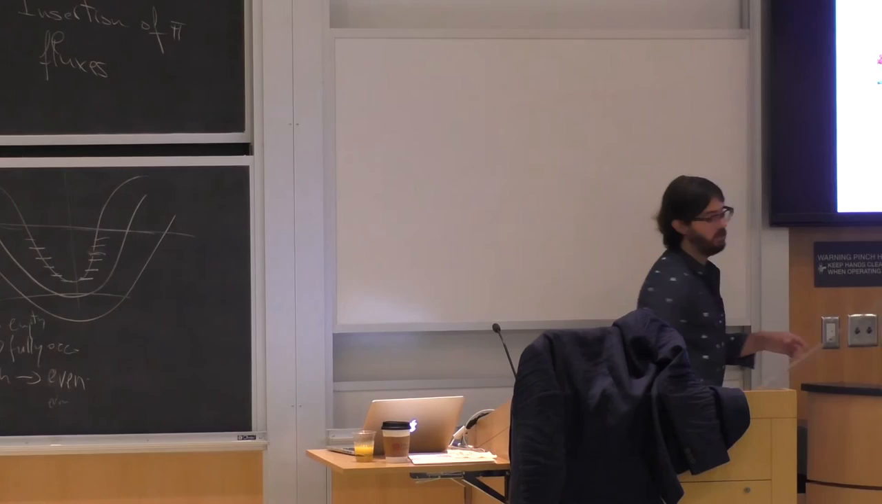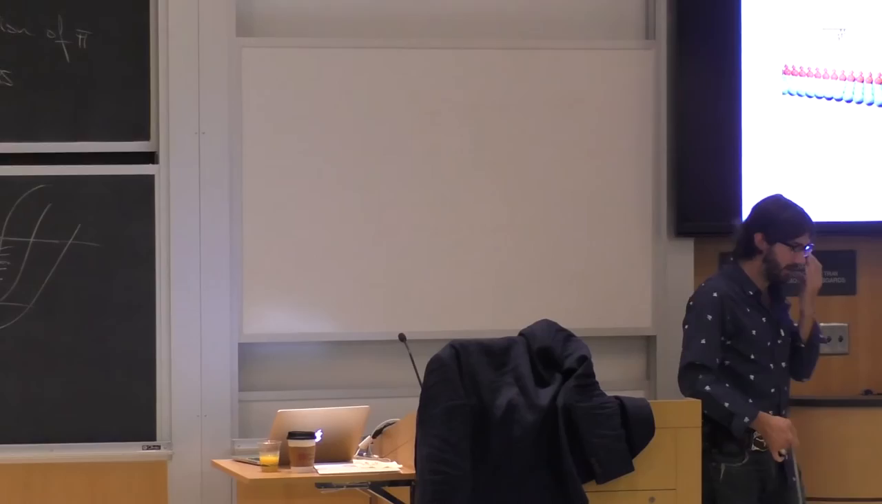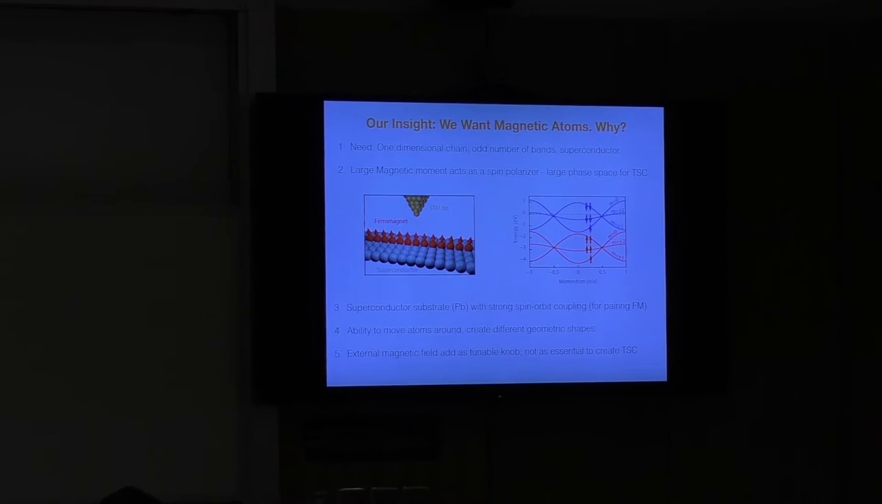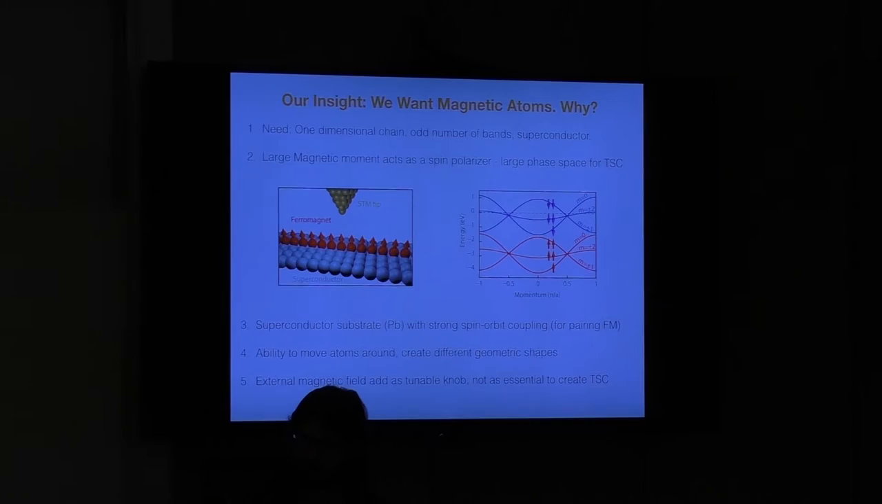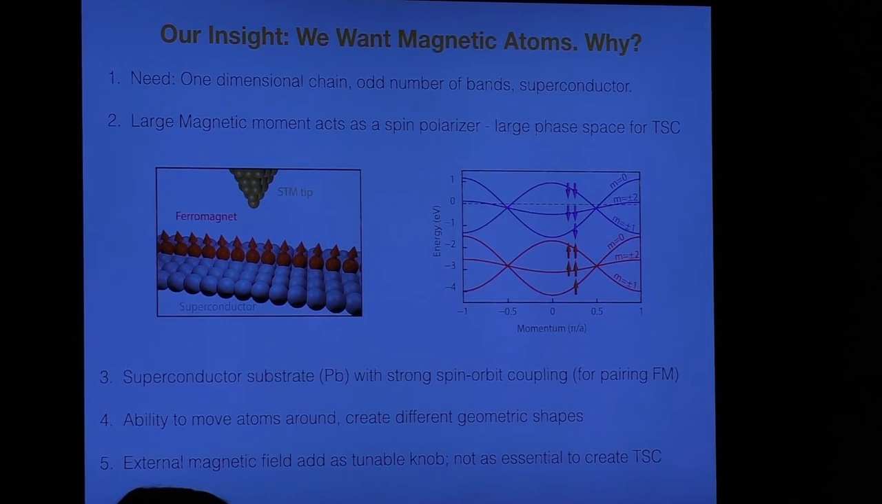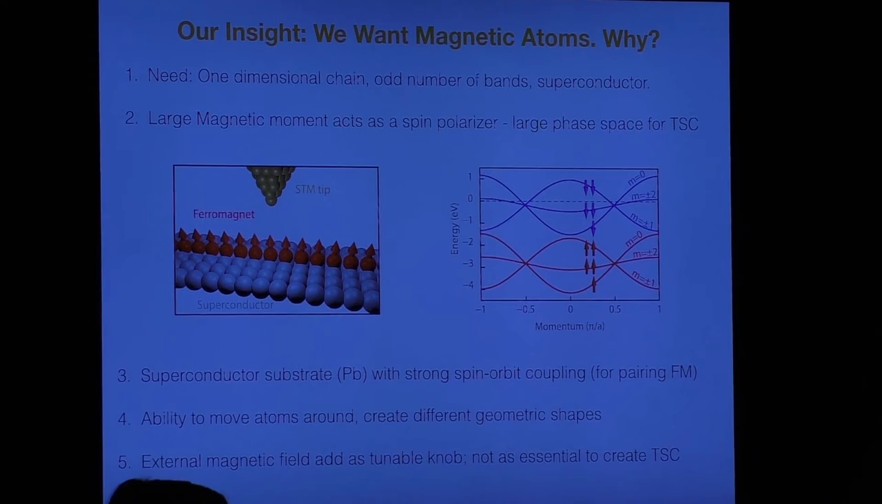So basically, how do we get an odd number of bands? The crucial question is how to get an odd number of bands in a 1D system. There have been really kind of amazing proposals and experiments from Roman Lutchyn, Leo Kouwenhoven and Yuval Oreg's groups and many others, Patrick Lee, and a lot of other people. They basically used spin orbit coupling to get an odd number of bands.